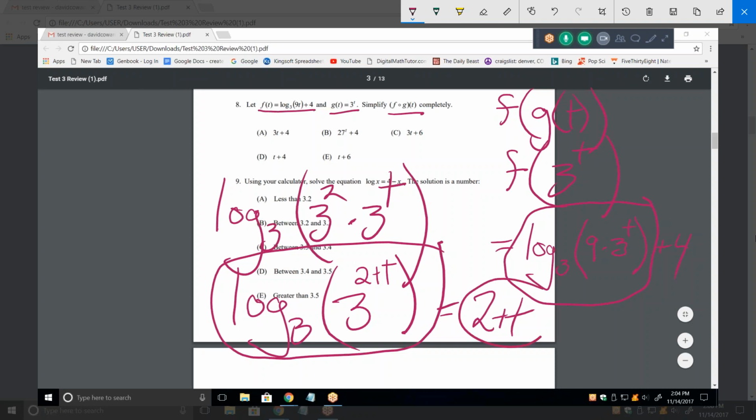Well, glad you sent me an answer sheet. Let's take a look. Well, first of all, hold on. Before we do that, let me look and see if any of these answers are possibly 2 plus t. Notice number C. C is 3 times 2 plus t.